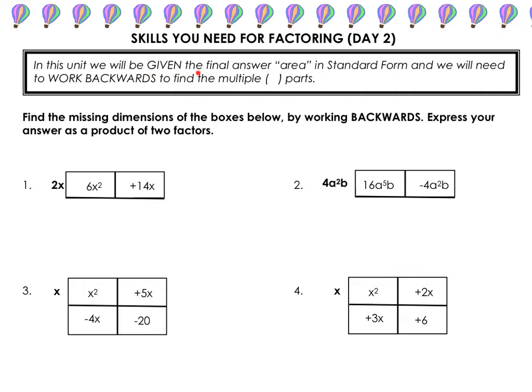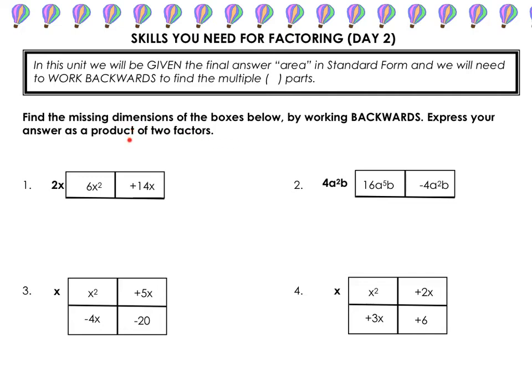In this unit we will be given the final answer, or the area that we were just talking about in the previous unit, in standard form, and we will need to work backwards to find the multiple parts. And we talked about this in class yesterday. So we're going to find the missing dimensions of the boxes below by working backwards, and then we'll be able to express our answer as a product of the two factors.